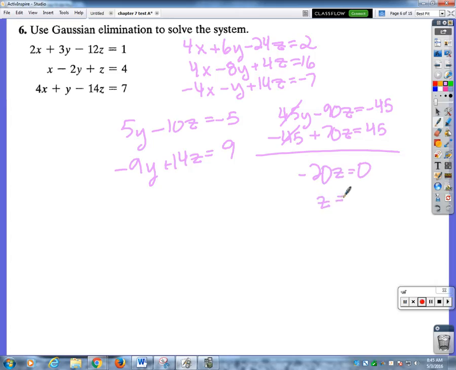So what does z equal? 0. Okay? Then if I take this 0 and plug it back into here, this is going to be gone. So 5y equals negative 5, so that means y equals negative 1. And then you can plug that back into probably the middle one, which is the easiest, to figure out what x is. I think that comes out to be 2.